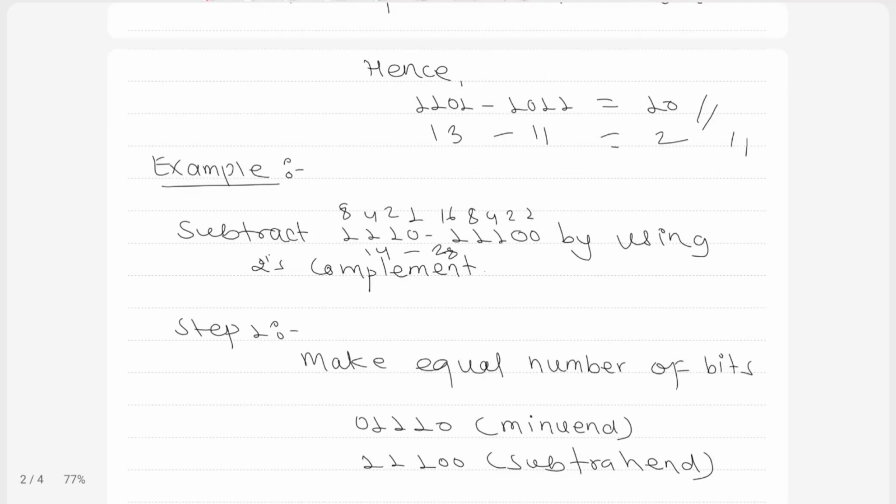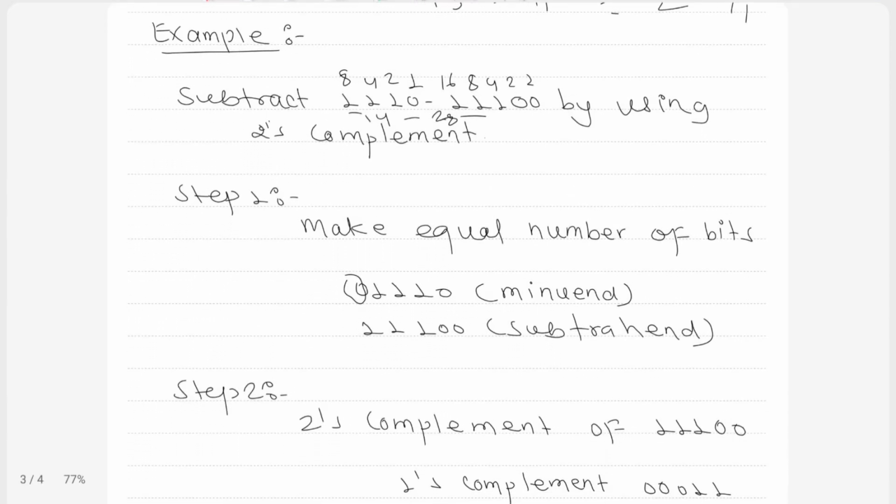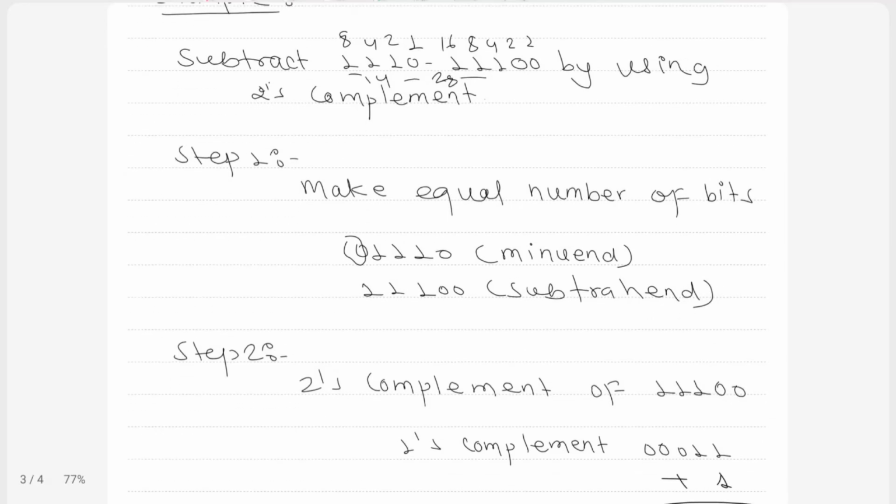So first of all, we make an equal number of bits. There are only 4 digits in the minuend and 5 digits in the subtrahend, so we add a zero to the minuend to make them equal. Okay, so we go to step number 2.